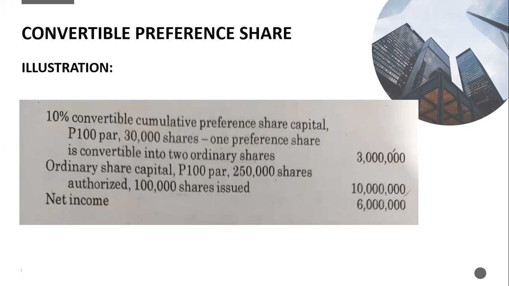Another illustration, convertible preference share. 10% convertible cumulative preference share, capital 100 par, 30,000 shares. One preference share is convertible into 2 ordinary shares. So 3 million. Ordinary share capital, 100 par, 250 shares authorized, and 100 shares issued. So 10 million, with net income of 6 million.